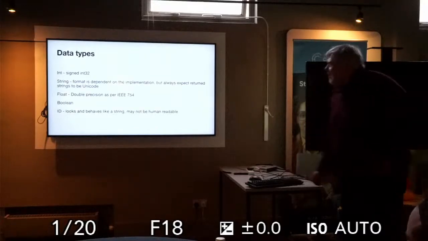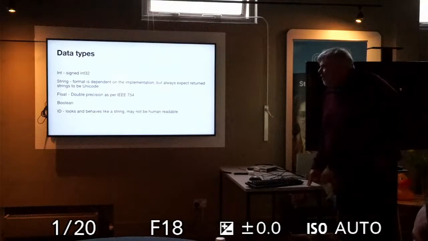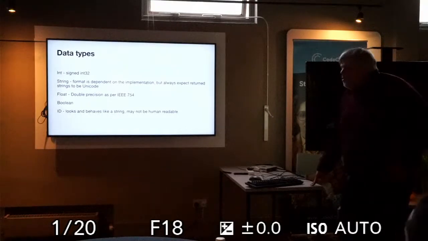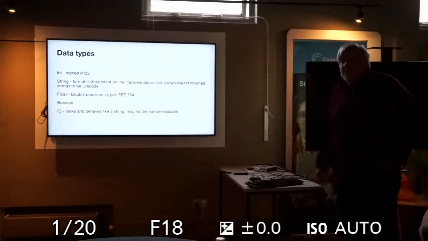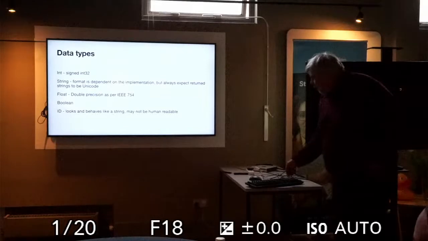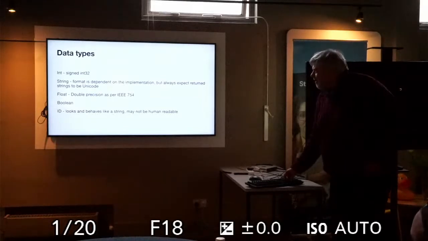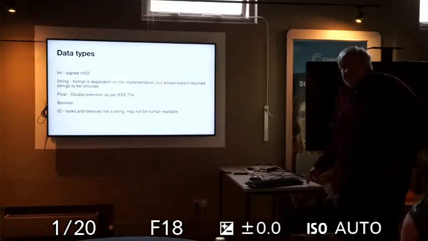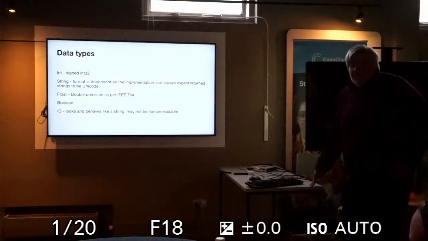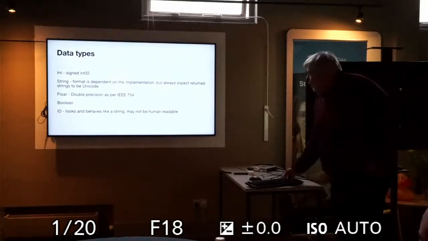So the data types: int is signed int 32. So if you want to do 64-bit ints, somebody has to implement it within that implementation of GraphQL. The various language ones, you tend to find the people who implement the GraphQL make up the standard types that you have within that language. So you'll get int 64s and you'll get complex and stuff like that. The other thing about strings is the format is dependent on the implementation, but it always expects it to come back as Unicode. That's one thing they say. Though, if they give you something else, tough. You're going to have to convert it.